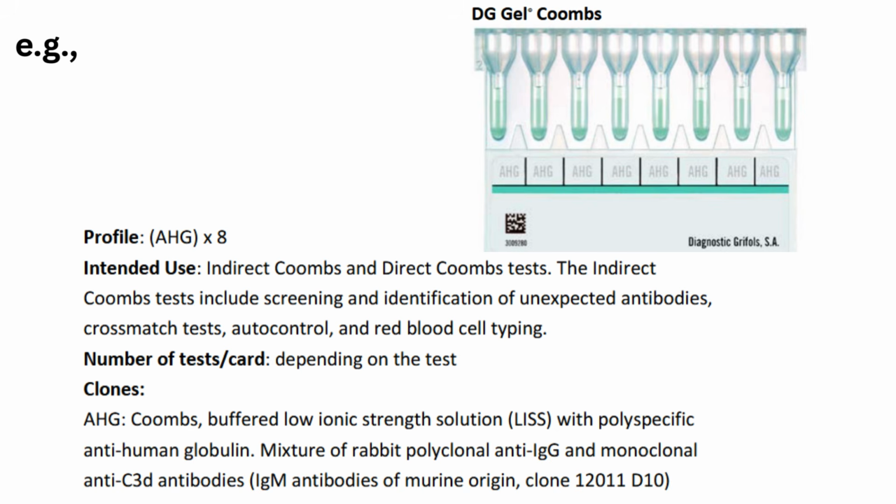So another example, this is really the card that we will be using. A visual cue for you is that inside the microtube, the gel is somehow colored green. It's greenish. So if you can see something greenish like aqua or mint green, it signals that it has AHG. It's for AHG testing.